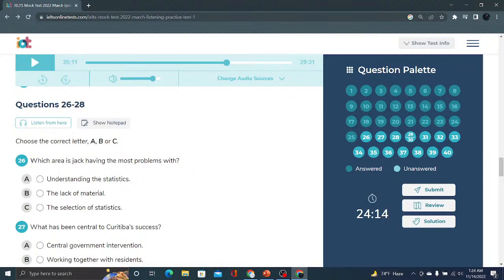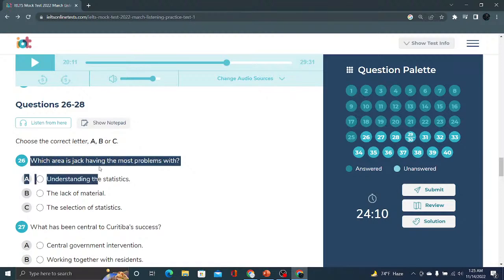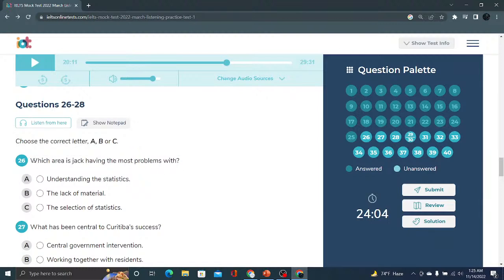Which area is Jack having the most problems with?